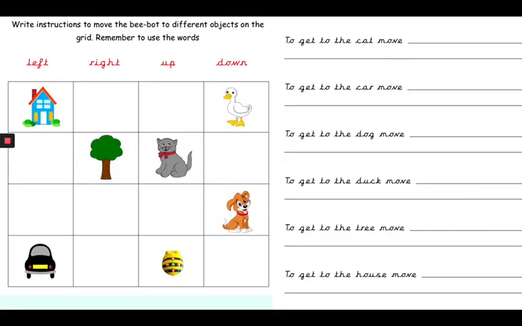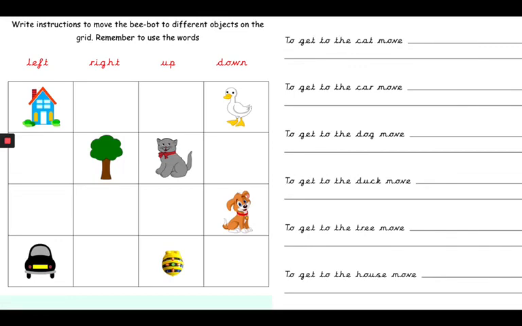Okay, your next task is to go onto the Grange website and download these two separate sheets. You have to write instructions to move the B-bot, this is the B-bot, to different objects on the grid. Remember to use the words left, right, up and down, and you should remember from yesterday's lesson how to work out what your left and right is.